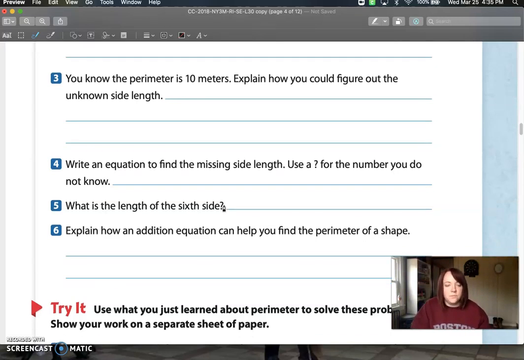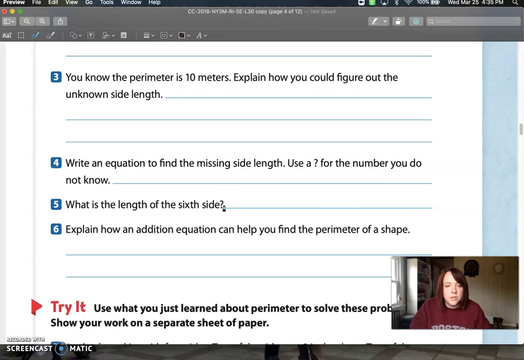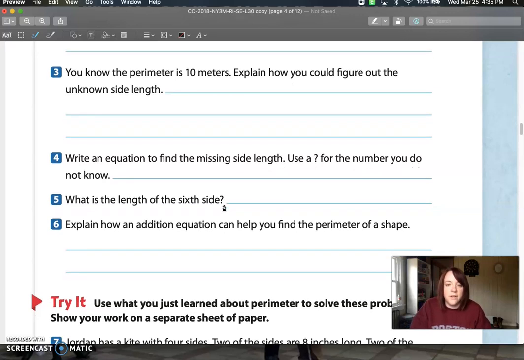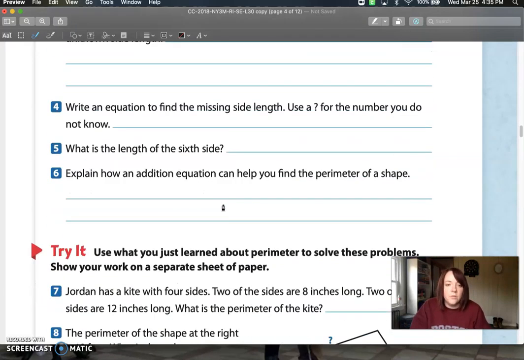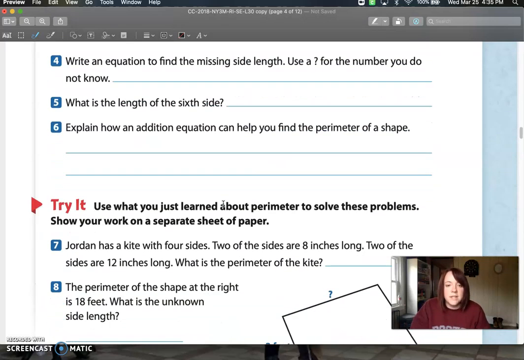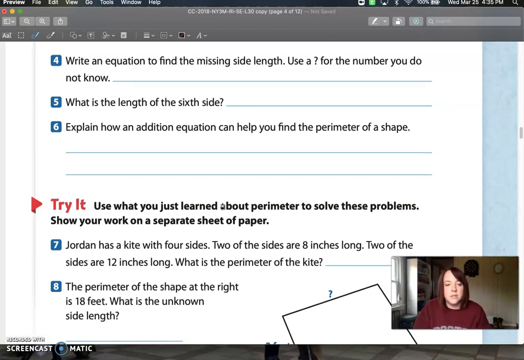Next, so you know that the perimeter is 10. Explain how we figured it out. Write an equation, we did it. What is the length of the sixth side? Well, we said the length is 2 meters. I'm going to put an M for meters.